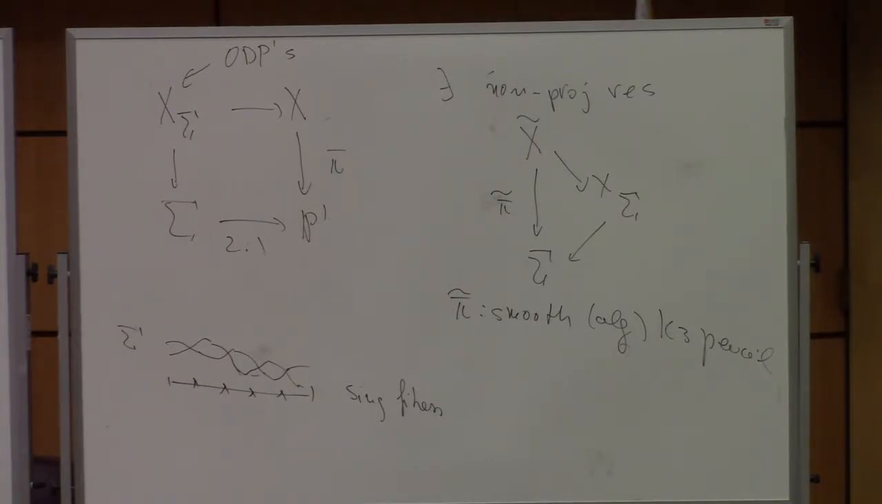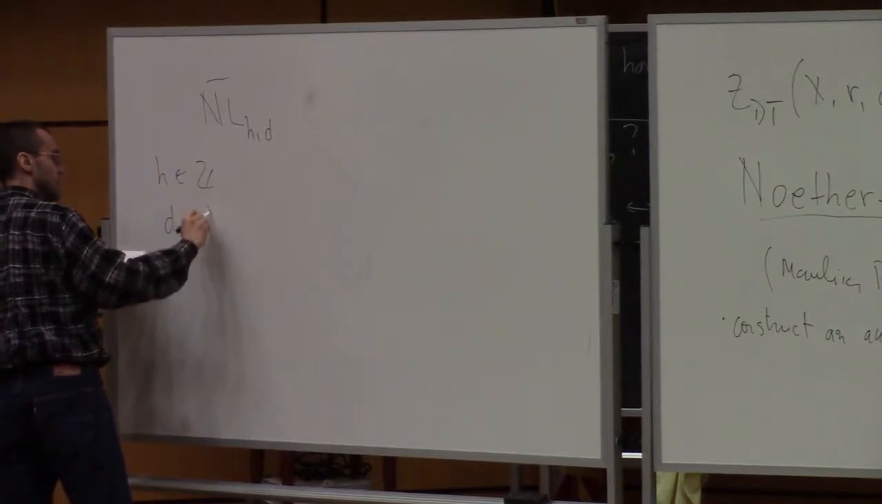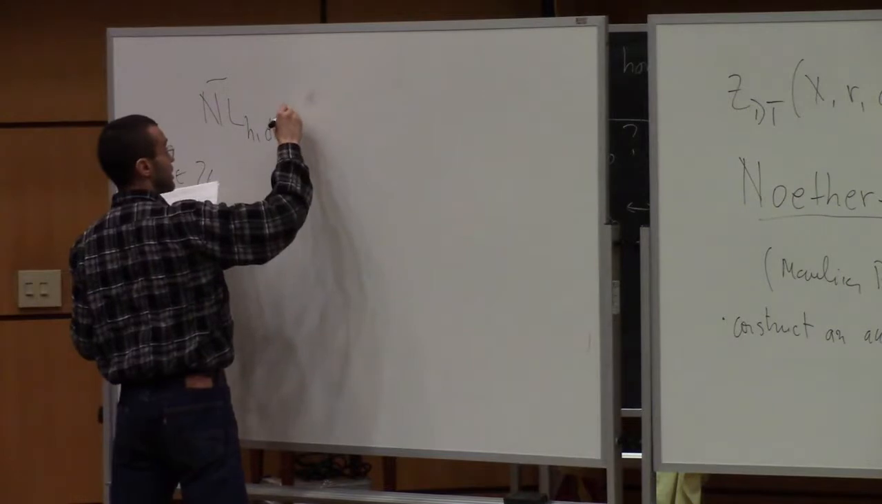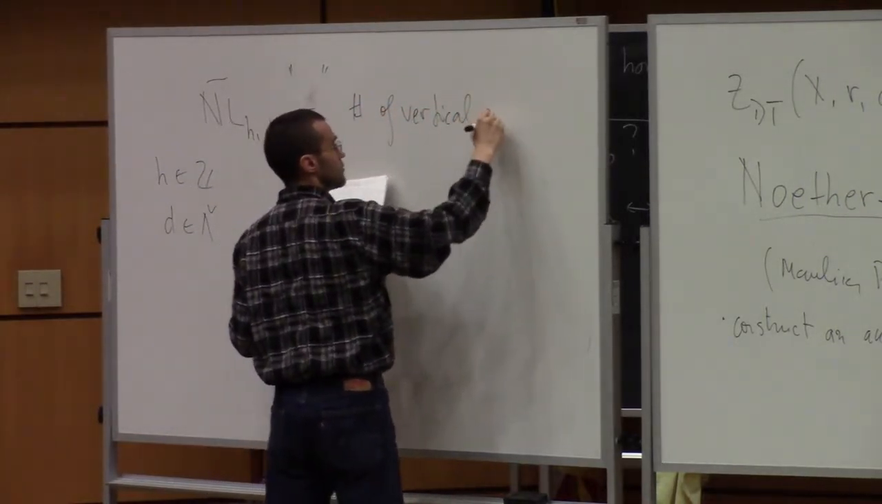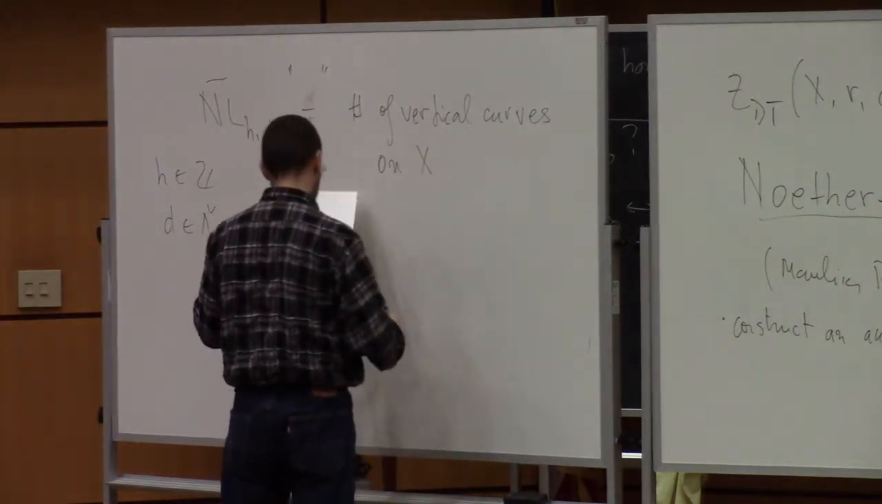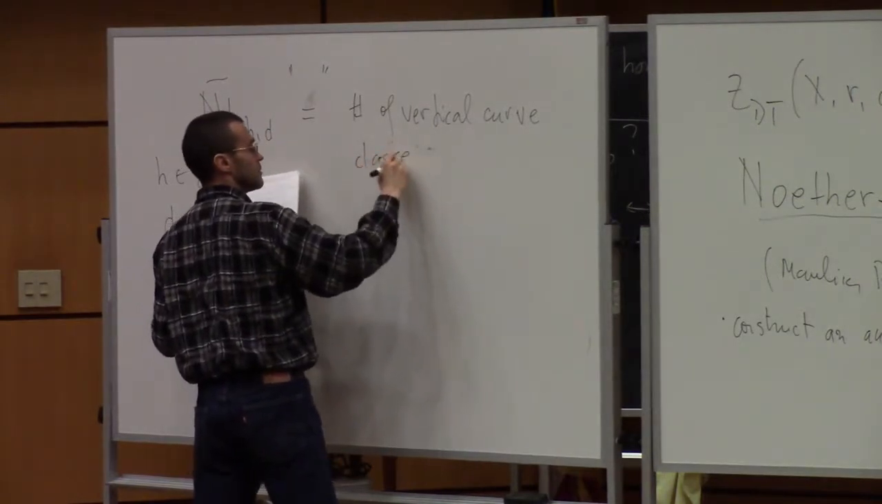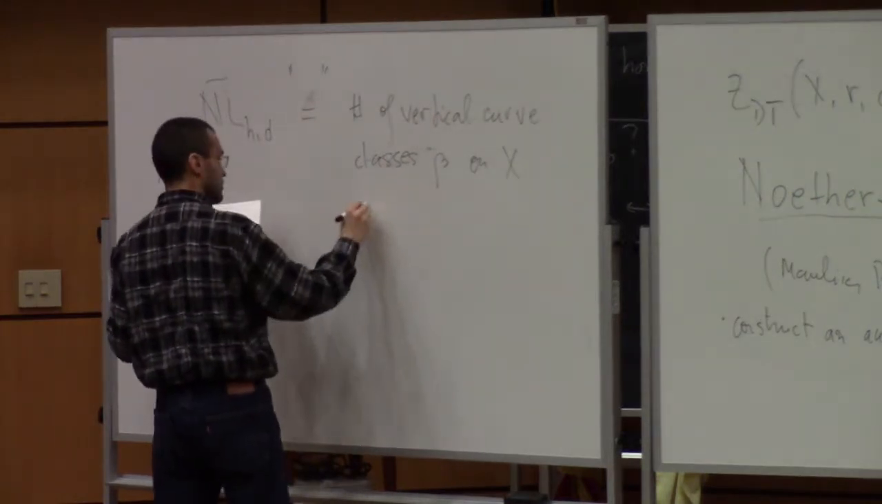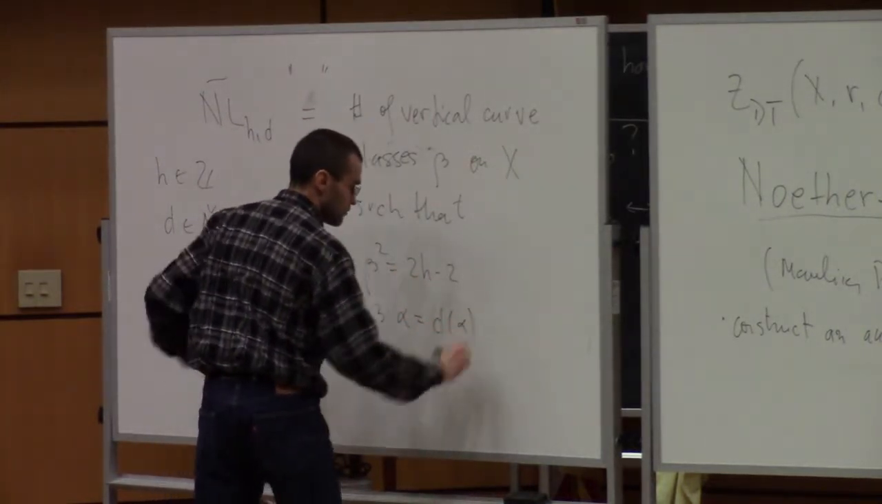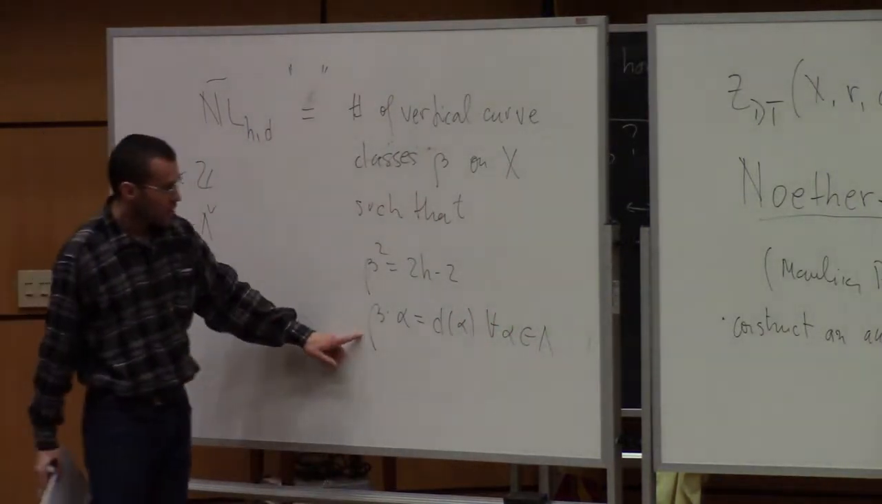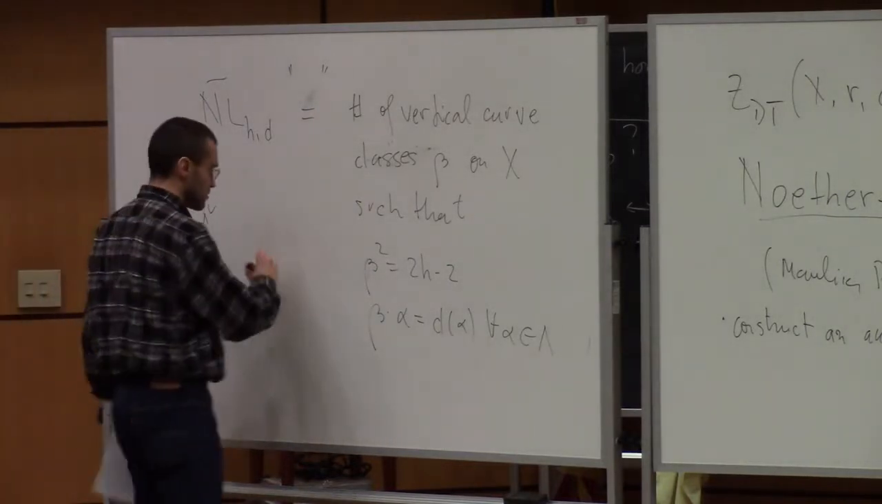And now that I have a smooth K3 pencil, even if it's not projective, that's not really important. I can define nonetheless numbers. So we have, let me call it N-L-twiddle of h, d. So h is an integer. d is an element of the dual lattice. So this is informally again. Let me put it in quotation marks. It's the number of vertical curves on X twiddle, curve classes, let's be more precise, classes beta on X twiddle, such that beta squared is 2h minus 2, and beta dot alpha is d of alpha for all alpha in lambda. So we specify the degree and the self-intersection. This is fiber-wise, with the vertical curve classes.